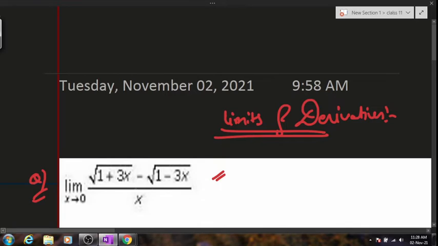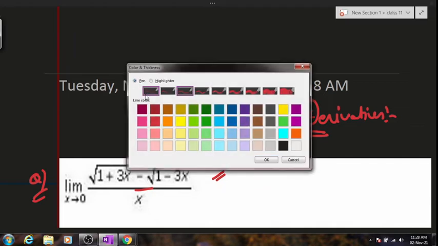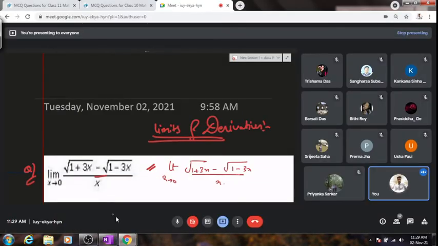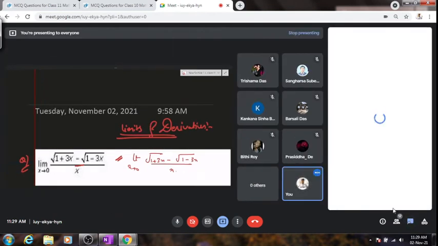This is x tends to 0, root over 1 plus 3x. I will reduce the thickness of the ink. Limit x tends to 0, root over 1 plus 3x minus root over 1 minus 3x, divided by x. This is the question. I would expect you all to copy the question and jump onto the solution.